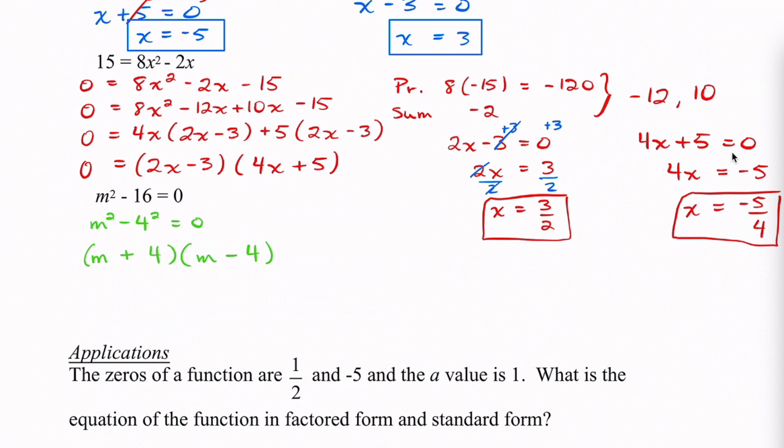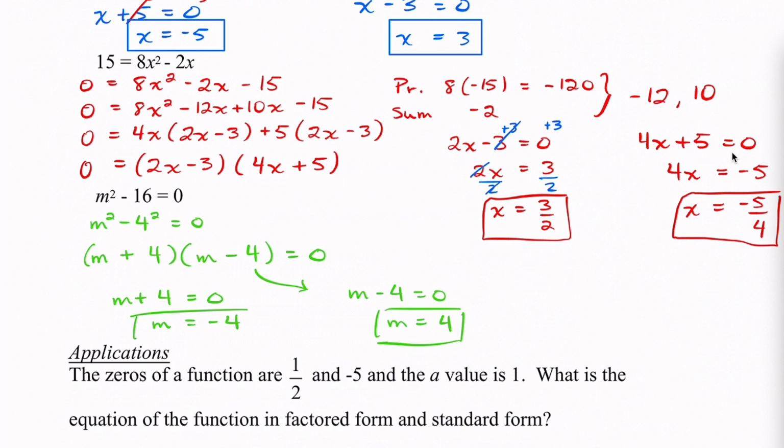Okay, so once we have that, then we just have to set each of these things equal to 0. So let's take m plus 4, set this equal to 0, subtract 4 from both sides, so m equals negative 4, and then do our other one over here. So m minus 4 equals 0, add 4 to both sides, get m equals 4. So there are our two solutions for this one.